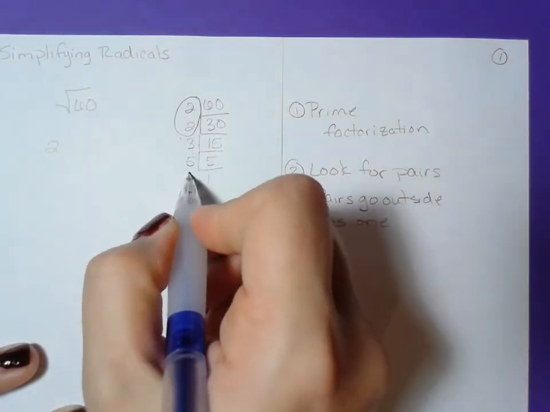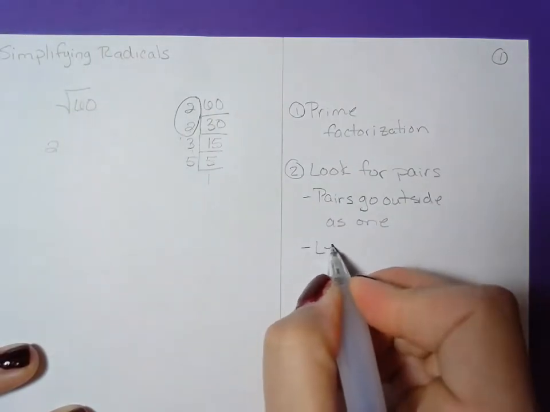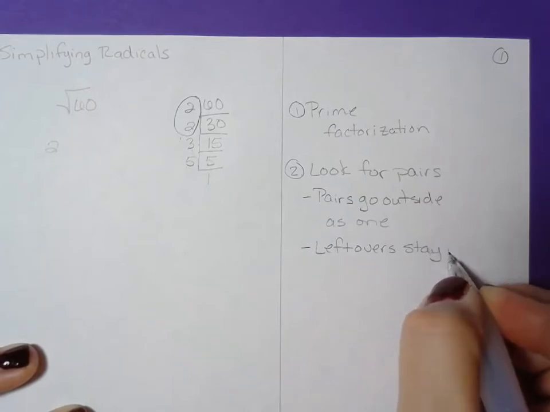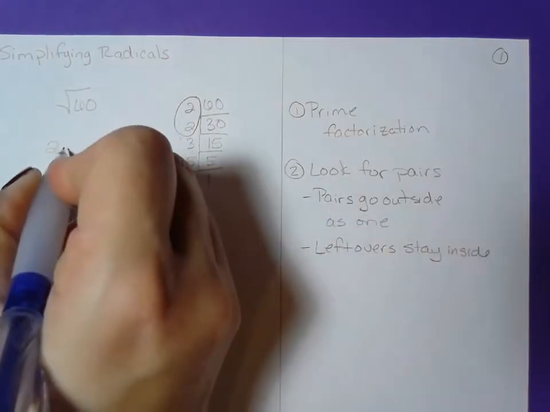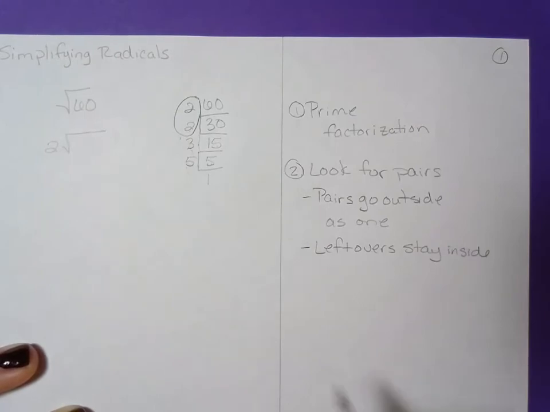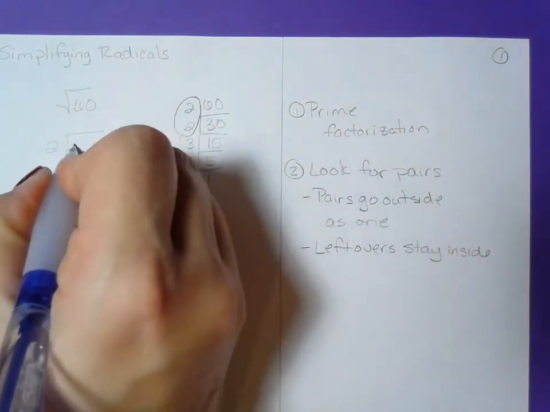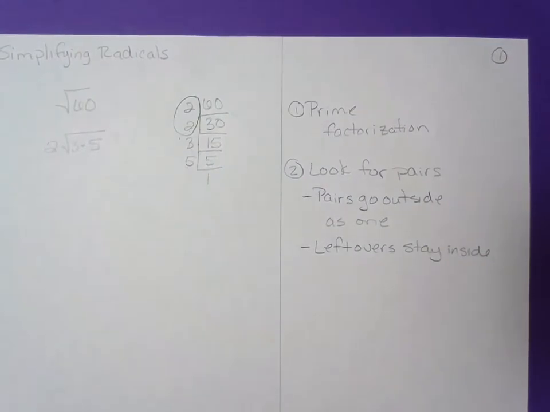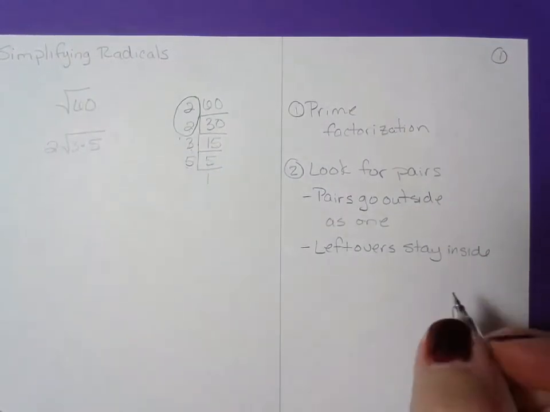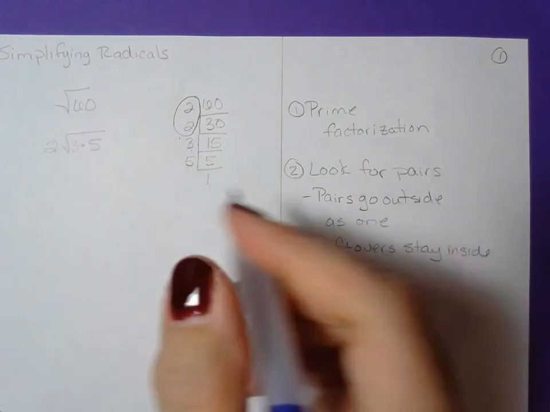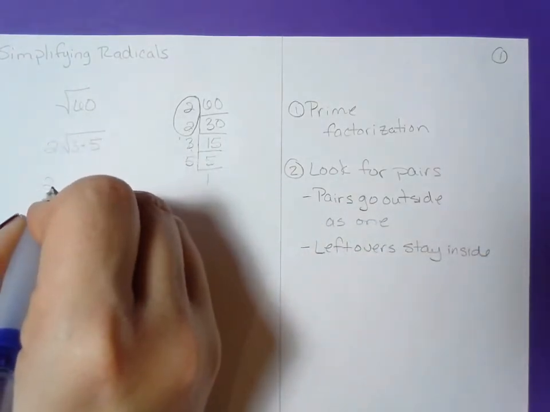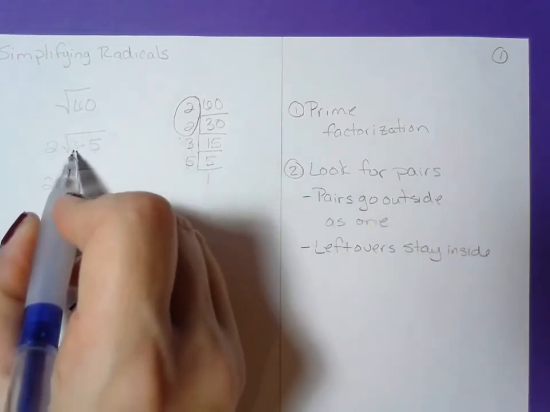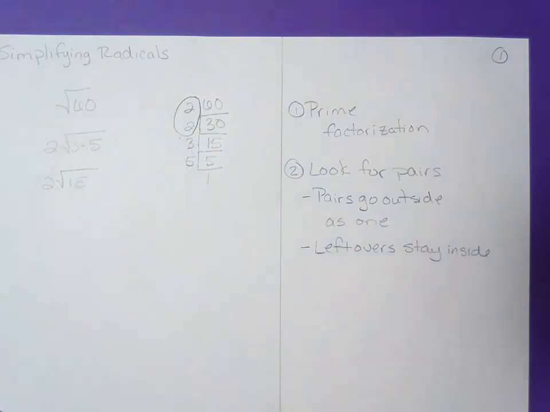Now, these leftover guys, the leftovers I'm going to call them, the leftovers stay inside. So, the radical is still there. I have a 3 and a 5 that were left over, so 3 times 5, because remember we divided to get those numbers. So we're going to multiply those back together. And then if you have anything inside, you want to multiply it back together. So we're going to keep the 2 on the outside. It's the only thing that's out there. And then we're going to go the radical. 3 times 5 is 15.